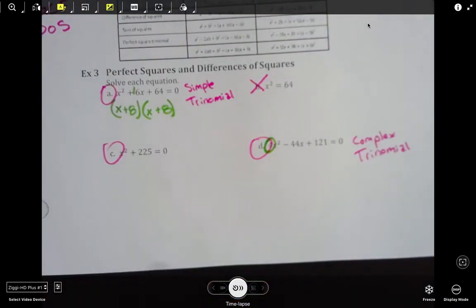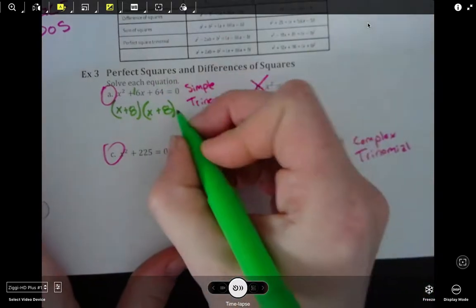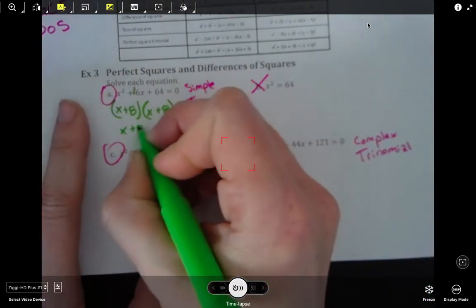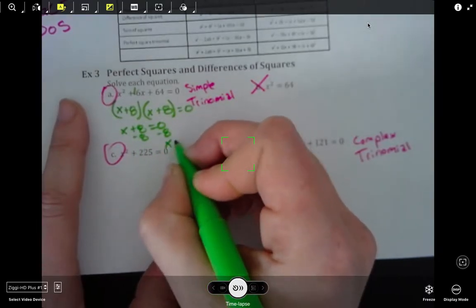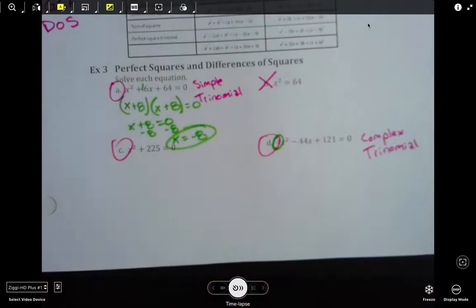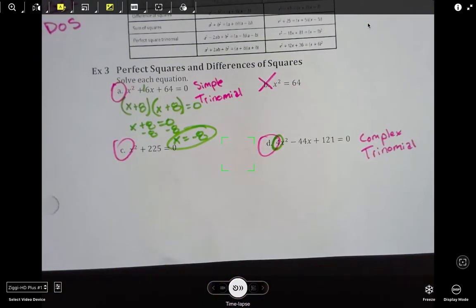Now, when you do this, go back and check yourself to make sure one of them shouldn't be negative or positive when you made it the other. 8 times 8, does that give me 64? Yes. And positive 8 plus positive 8, does that give me positive 16? Yes, so we're good to go. Now, we set those equal to 0. X plus 8 equals 0. And if I subtract 8, x is negative 8.